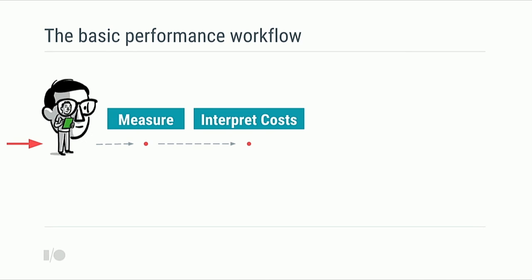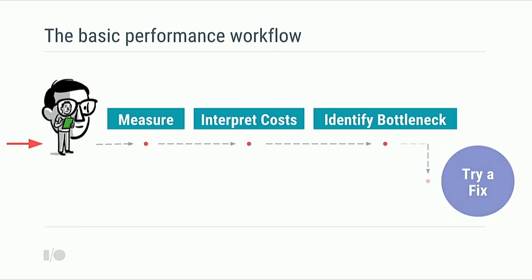After this, you interpret costs. You characterize the sort of work that is happening. After this, identify the bottleneck. Drill into what is actually happening. You might use a specialized tool for this. Drill in, and at that point, you can try a fix. You have a hunch, give it a shot.